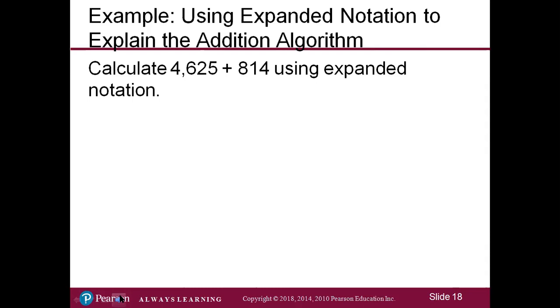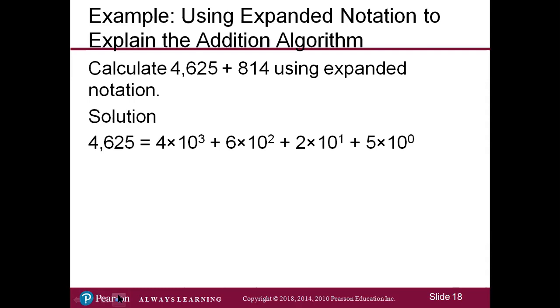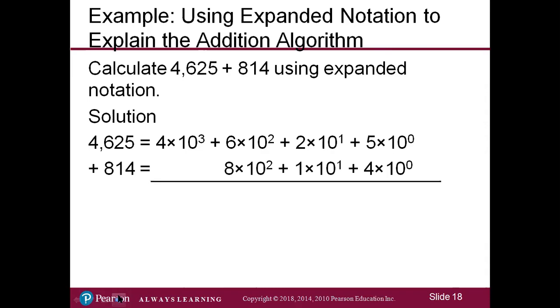Calculate 4,625 plus 814 using expanded notation. Solution. First we expand. We have 5 units plus 2 bases plus 6 base squareds plus 4 base cubes. And we add that to the expanded form of 814, which is 4 units plus 1 base plus 8 base squareds.